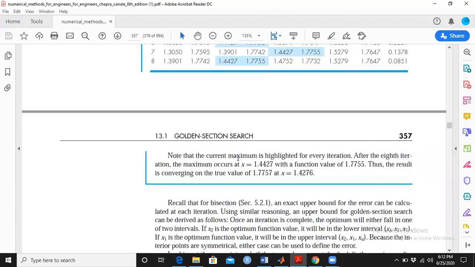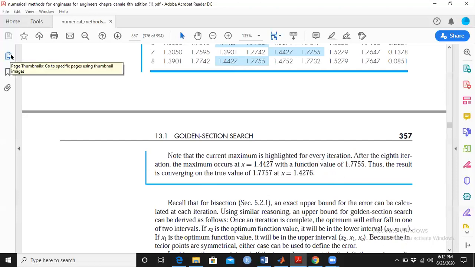So now students, you can see that with the help of the golden section search method, note that the current maximum is highlighted for every iteration. After the 8th iteration, the maximum occurs at x equal to 1.4227 with a function value of 1.7755. Thus, the result is converging on the true value 1.7757 at x equal to 1.4276.